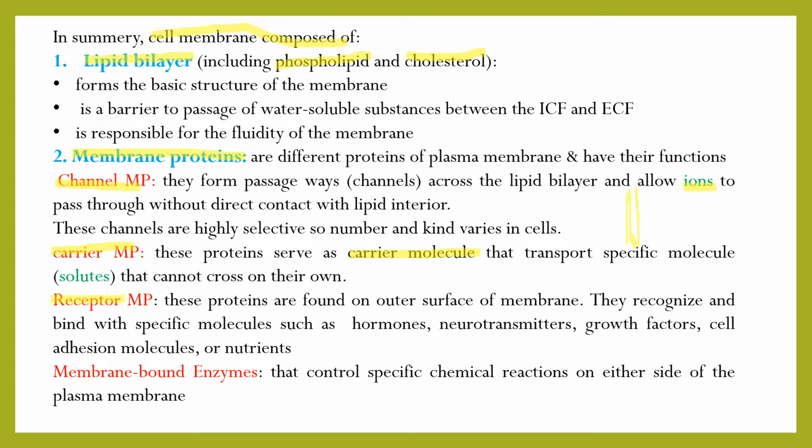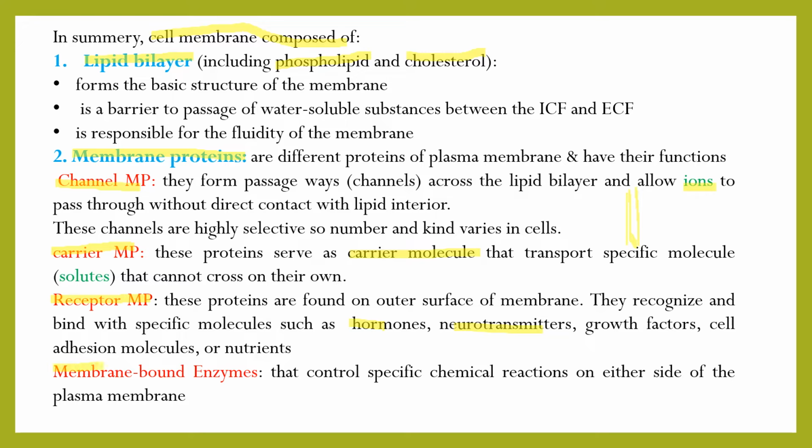The other is receptor membrane protein. These proteins are found on the outer surface of the membrane. They recognize and bind to specific molecules such as hormones, neurotransmitters, growth factors, cell adhesions, and different nutrients. So by recognizing such molecules, they receive them and help these molecules to pass through the cell membrane.